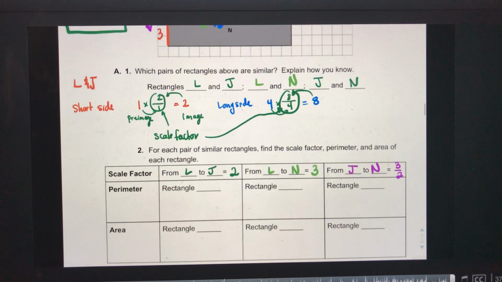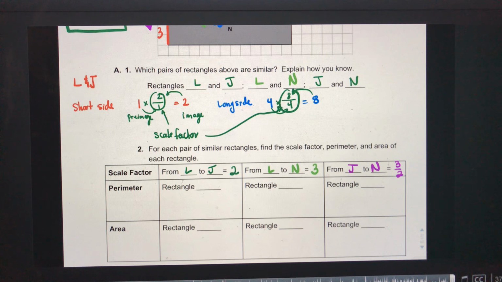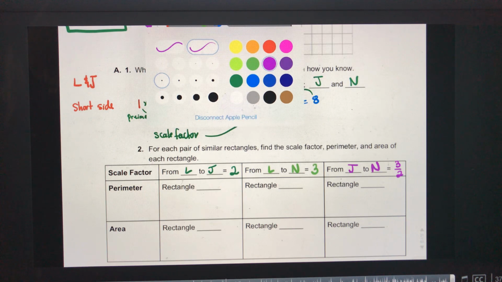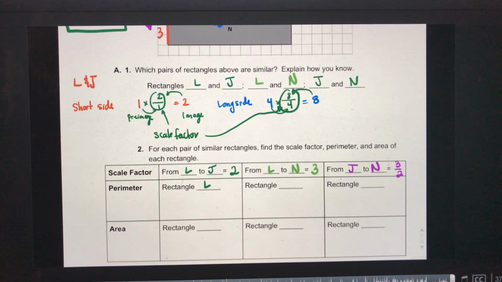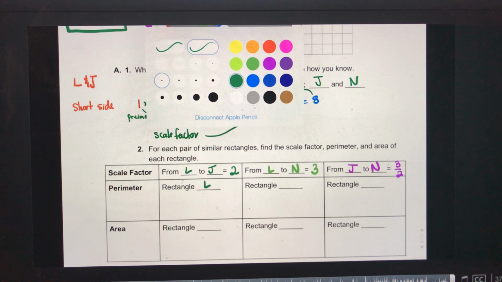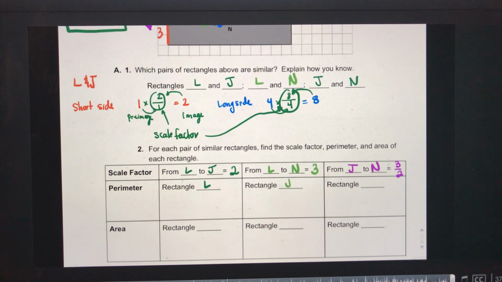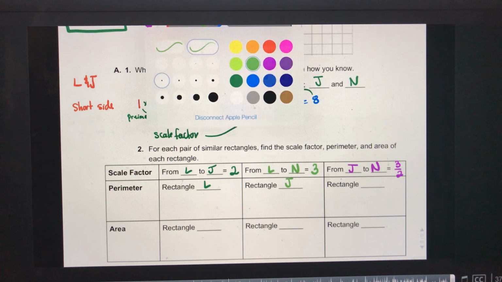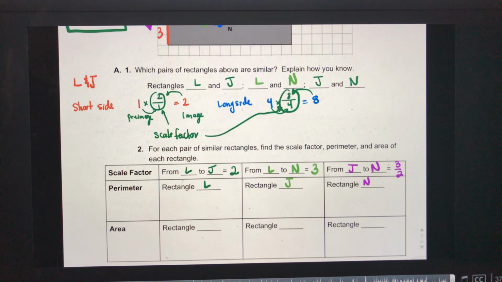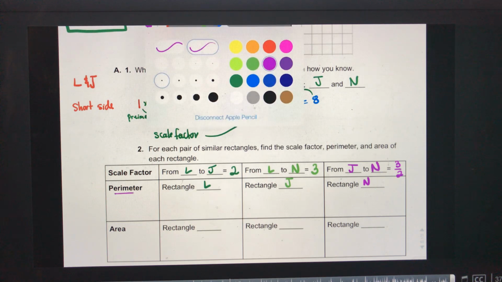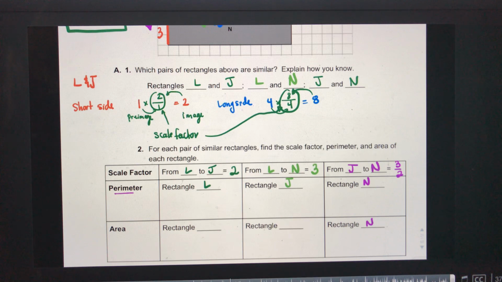So we're gonna find a rectangle. We'll do each one of these, each of these 3 letters. We'll do rectangle L, J, and then N. You're going to find the perimeter of those, and then you do the same thing for the area.